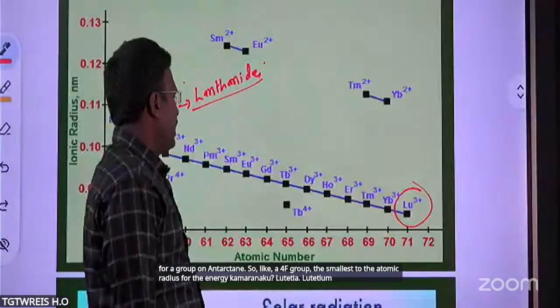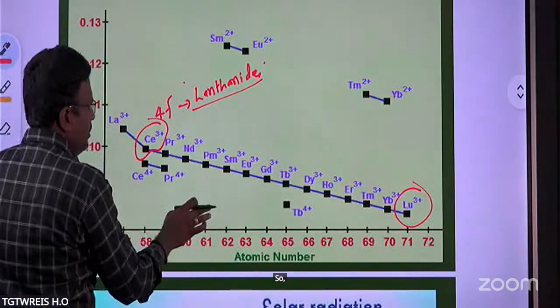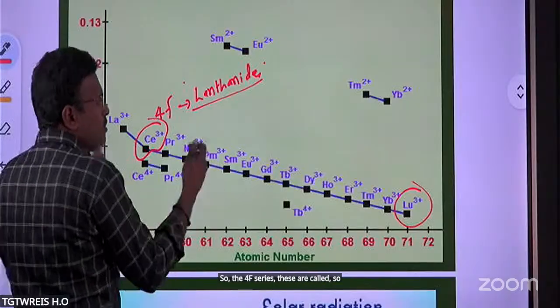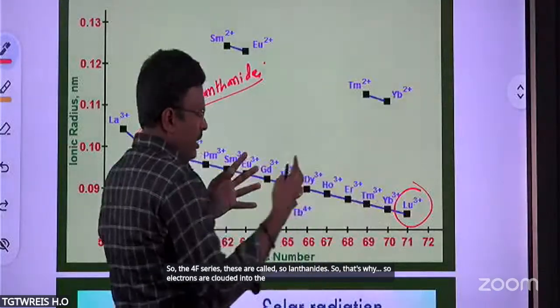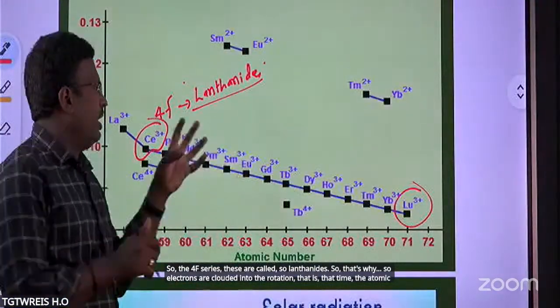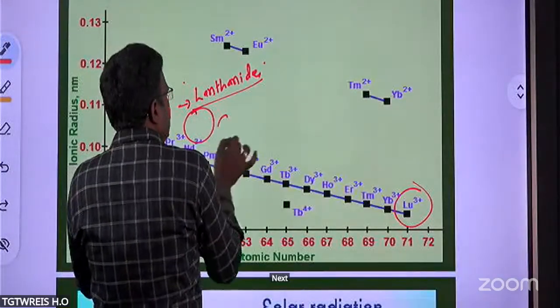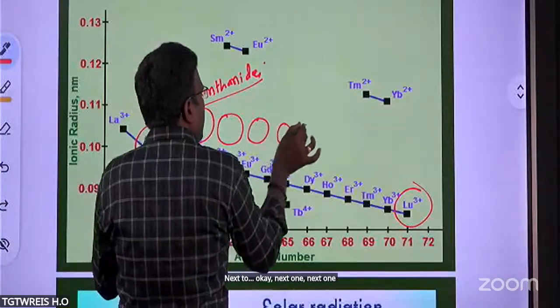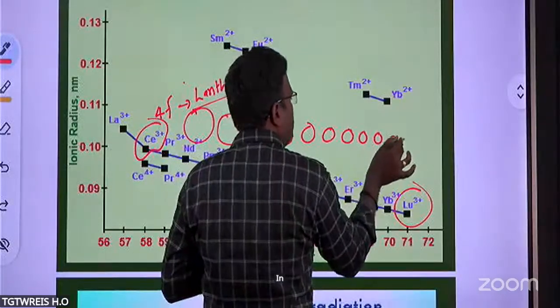Lutetium. Very important. Okay, right. So the 4F series is called the lanthanides. That's why electrons are added up to lutetium, and at that time the atomic size gradually decreases. For example, cerium size is this much, and the next one, the atomic size gradually decreases in this 4F series.